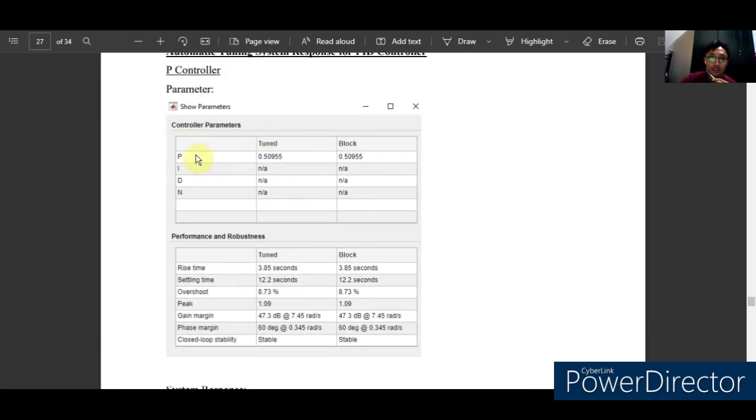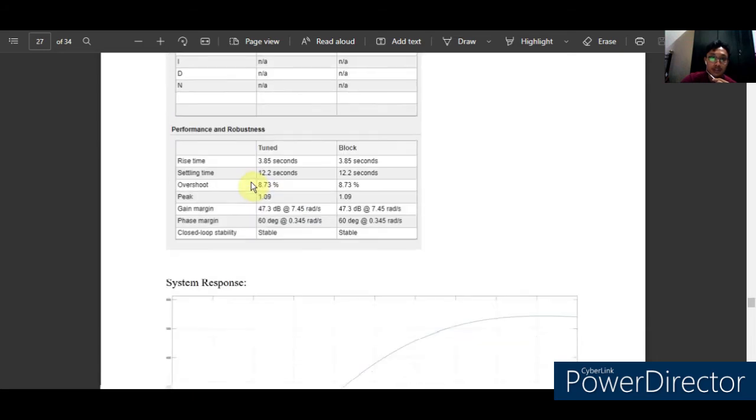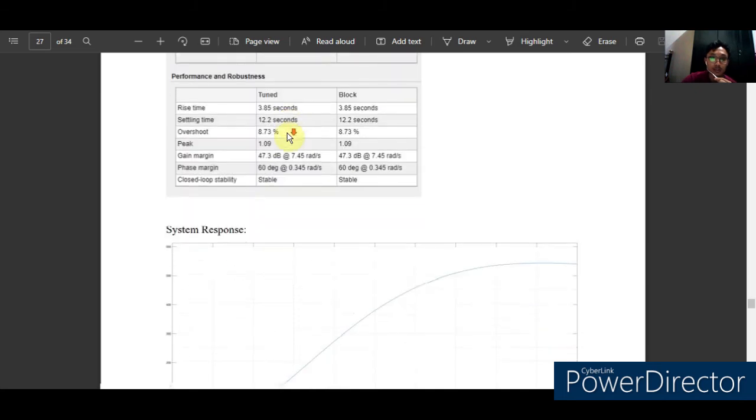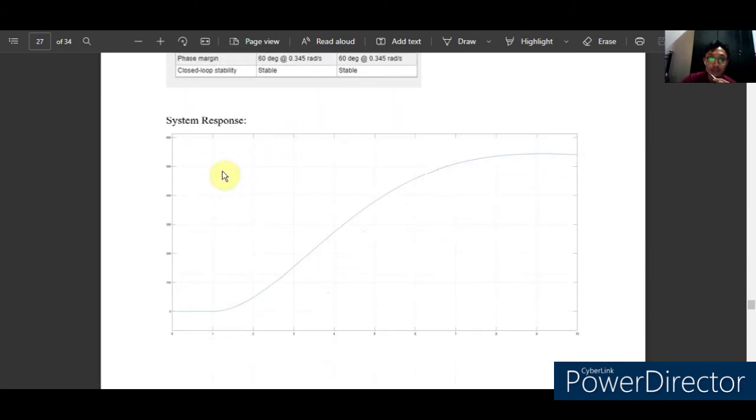For the controller parameter, we set the P to 0.50955 for the tune and block, and the rest is none. So as for the performance of the PID, for closed loop stability, it is stable. Gain margin is the same, phase margin is the same, peak is also the same, overshoot is the same, and the rest are also the same. So this is the system response of PID. It starts from 0 and rises slowly.